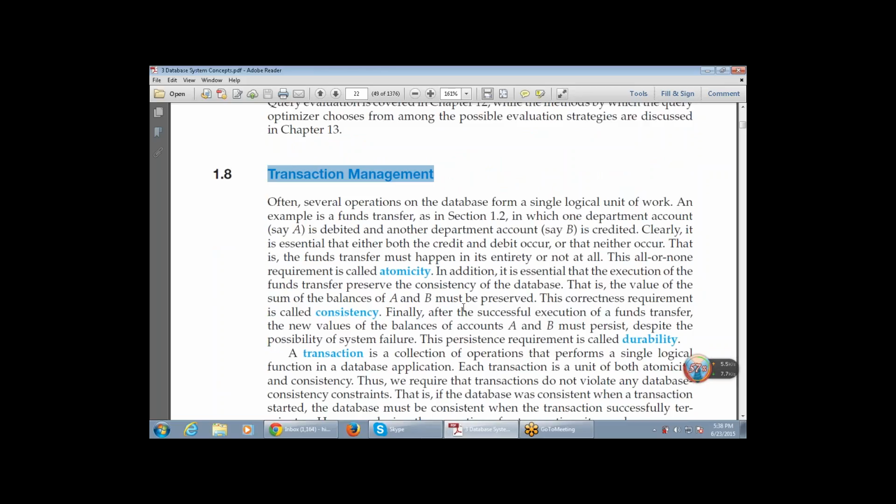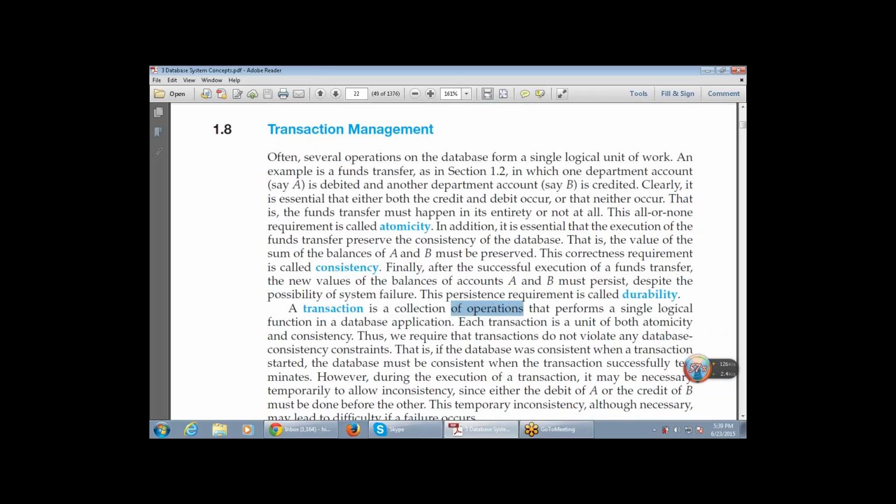One of the main criteria used in transaction management is atomicity. Atomicity means that failures are also handled. The other requirement is consistency. Whatever the management of the transaction, how the transaction will be managed, is provided by consistency. A transaction is a collection of various operations. Whenever I combine various operations that perform a single logical function in a database application, that is known as a transaction.